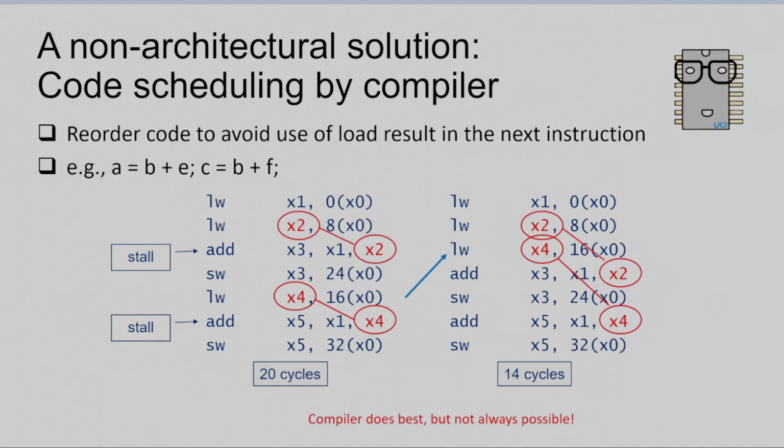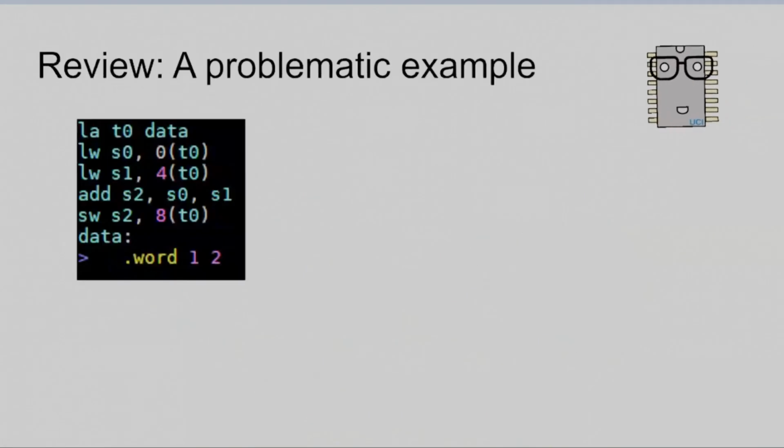So the compiler does best, but of course it's not always possible. It's not always possible to depend completely on the compiler to do the right thing. So architectural solutions are also very important.